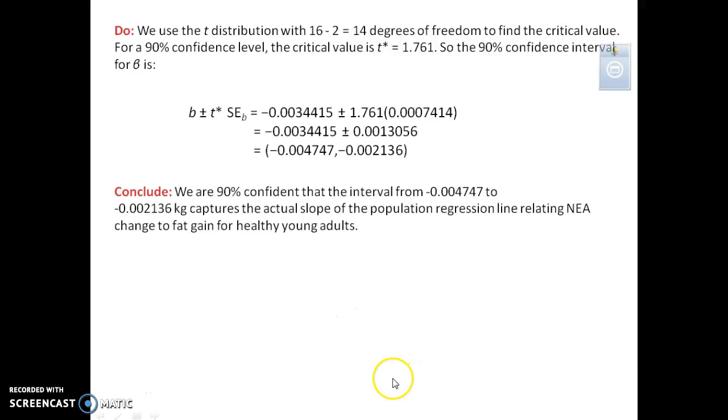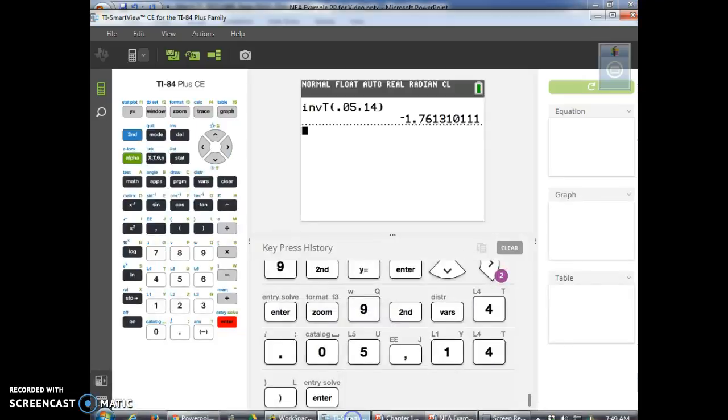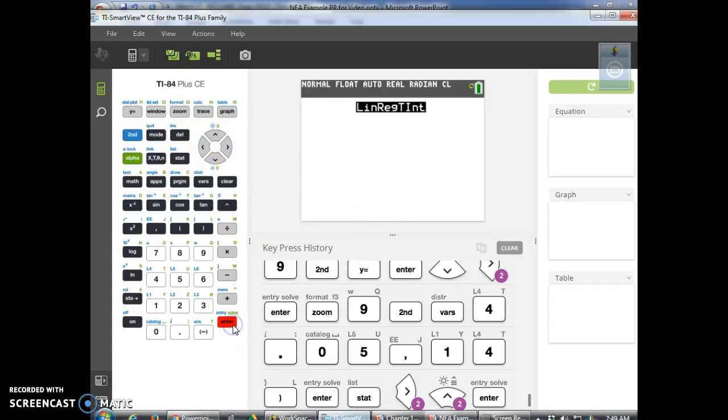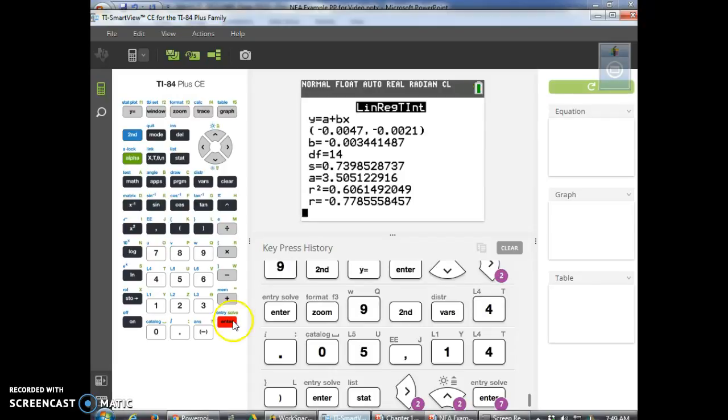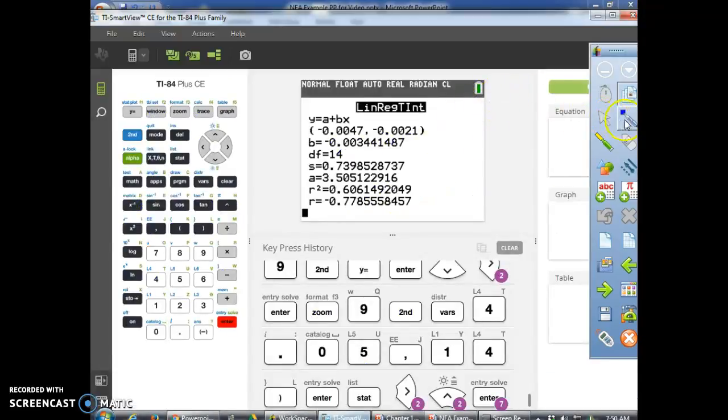So let me go back to the calculator, and I will show you where we're going to get the information for the standard error of the slope. Okay, so what I need to do is, again, I'm going to run the LinRegTInt again, just reminding you where we got all of our information. And in particular, I am interested in S right now. So I need my S, which is going to be this value right here, 0.739852873.